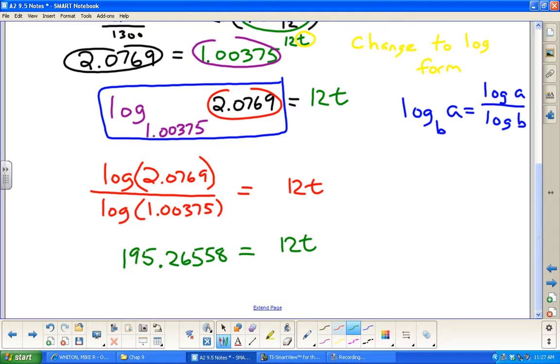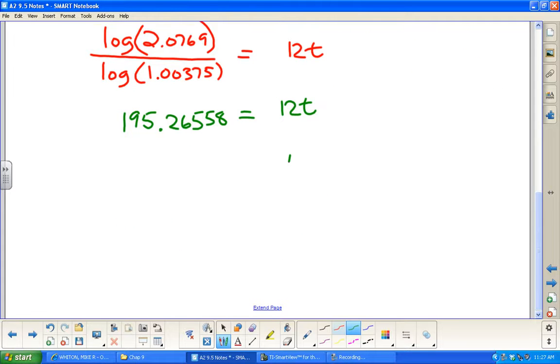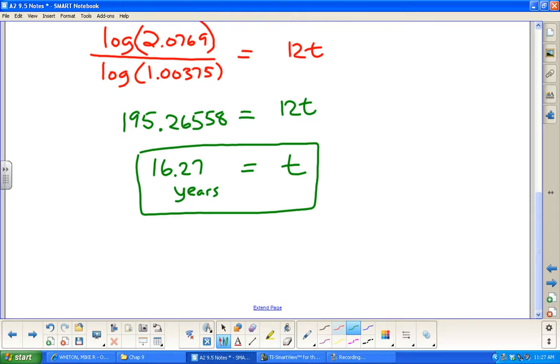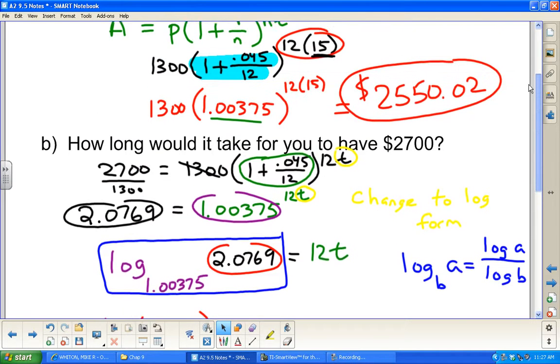And now simply to get t, we will just divide both sides by 12. And that'll give us an answer of about 16.27. Okay, and again, t is measured in years. That's the number of years it would take to get to the $2,700. And that should kind of make sense. It should flow from what we did in part A.